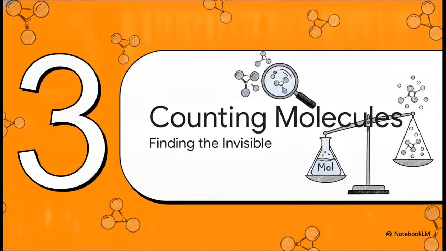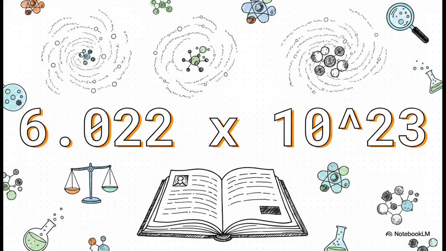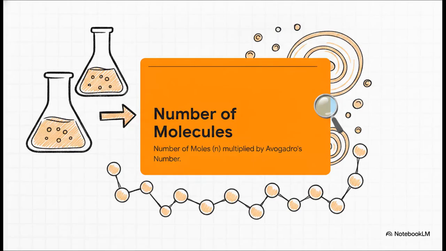Now let's step up to section 3, counting the molecules, finding the invisible. Behold Avogadro's number, 6.022 multiplied by 10 to the power of 23. To put that into perspective, if you had a mole of marbles, they would literally cover the entire Earth miles deep. It's massive. And again, this vital constant is usually given right there in the general instructions of your exam paper. So how do we count these invisible molecules?